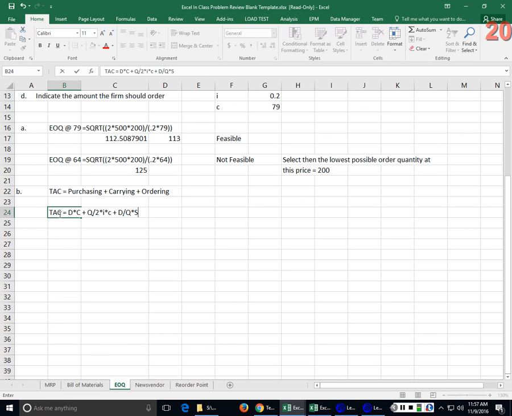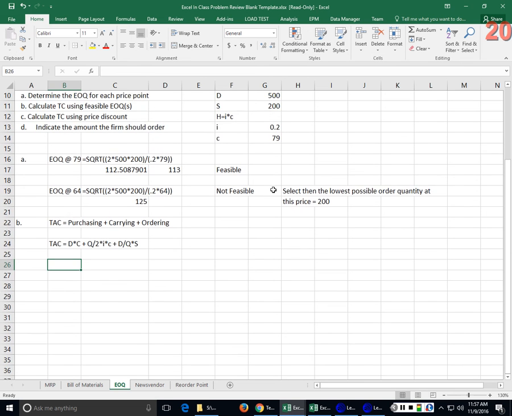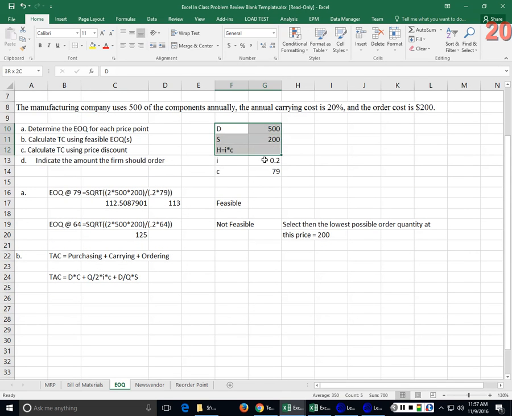Okay, so those are our formulas that we're going to use. And again, they're listed on your formula sheet, so you can reference back to that. Okay, and so then to fill this in, again, I like to keep myself honest. So these are going to be the variables I'm going to use for the feasible solution, right? I have a cost of 79, an interest rate of 0.2.